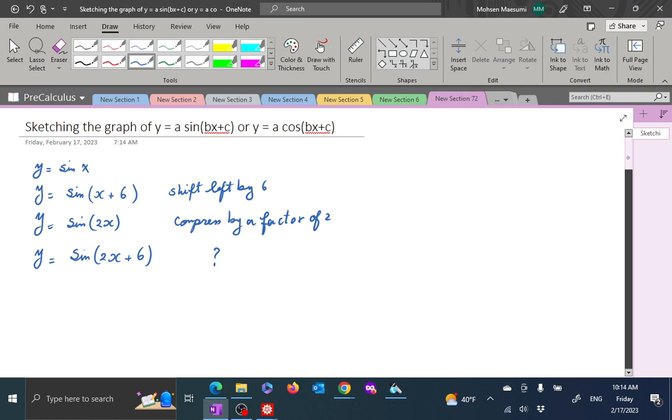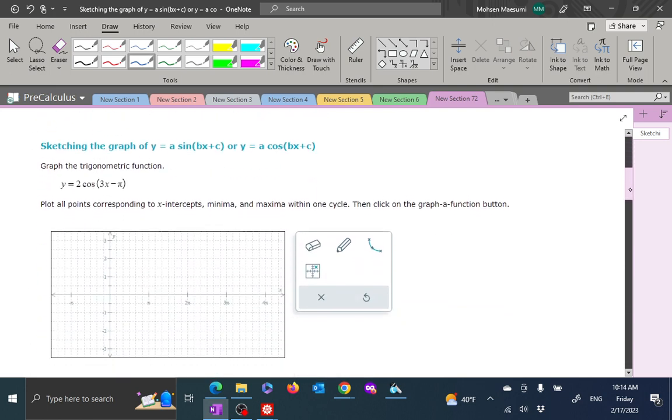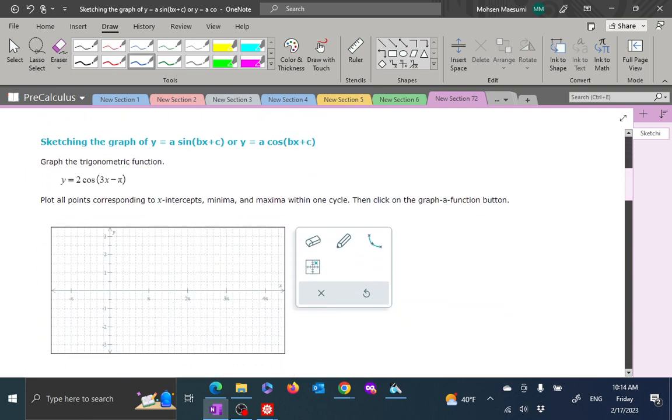Now let's take a look at the problems that we have here. So here's the first example. We want to graph 2 cosine of 3x minus pi. As usual, we want to make sure that we get the x-intercepts, minima, and maxima during one cycle of the picture. So what do we do?